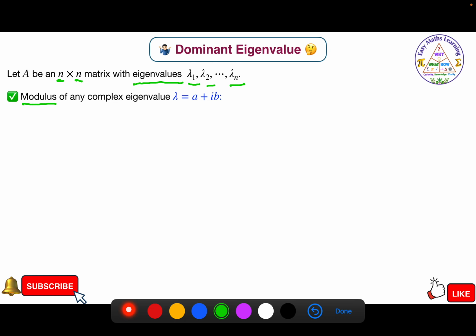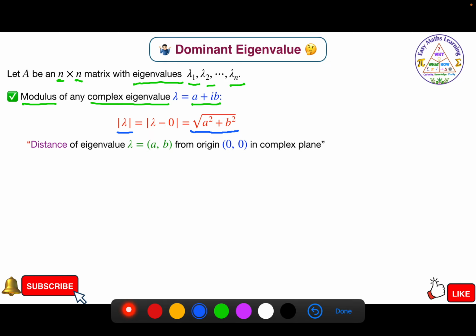So first we define modulus of any complex eigenvalue a plus ib. It is defined as modulus of lambda equal to square root of a square plus b square. Okay. So in other words, we can say modulus of any complex number is the distance of eigenvalue lambda from origin 0, 0 in complex plane.